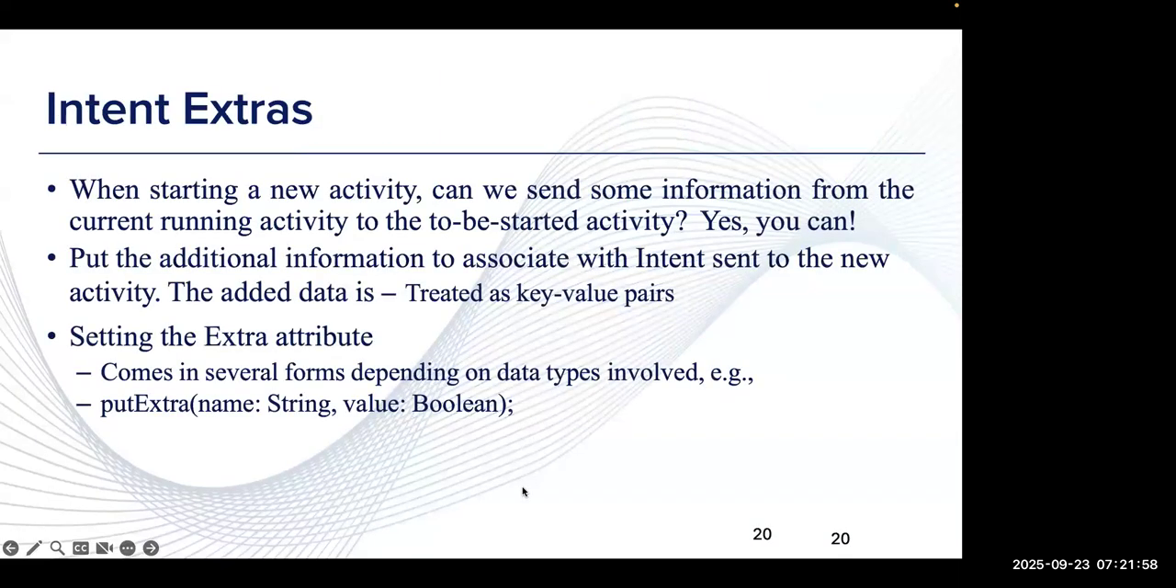So talking a little bit about the intent extras, when starting a new activity, can we send information from the current activity to the activity to be started? Yes, we can. In this case, can we send information from the main activity to the second activity? Yes, we can. We put that additional information to associate with the intent sent to the new activity, and the added data is treated as a key value pair.